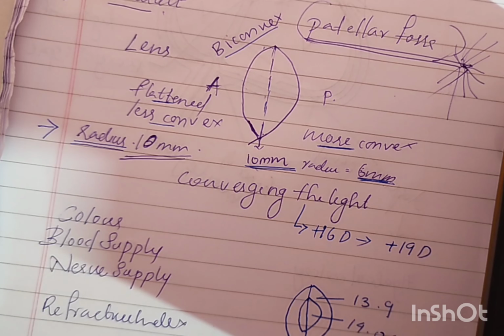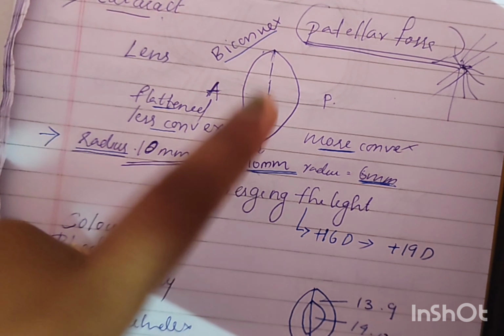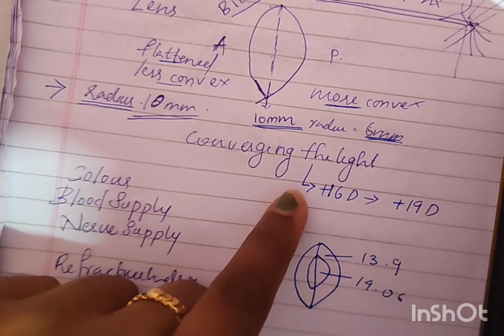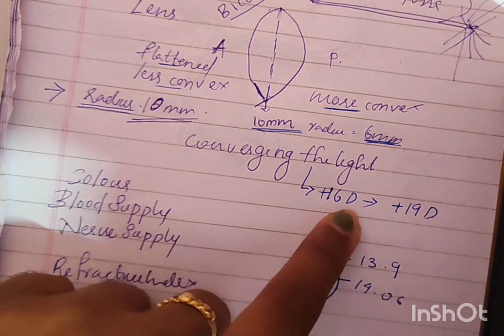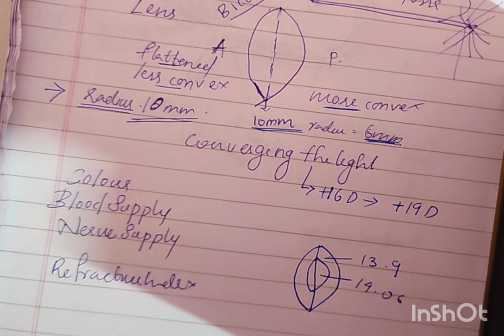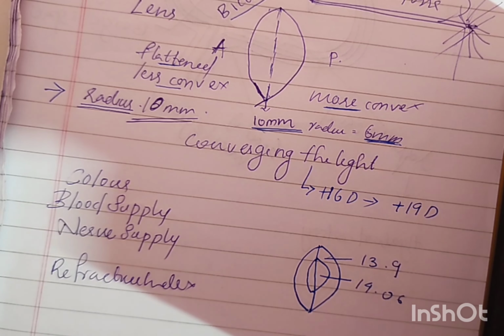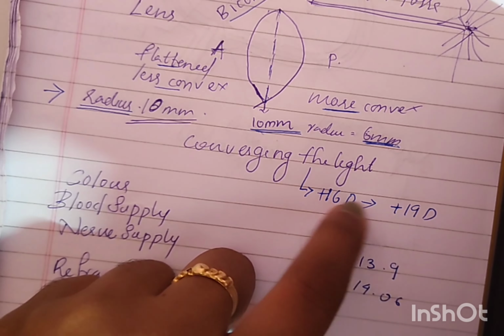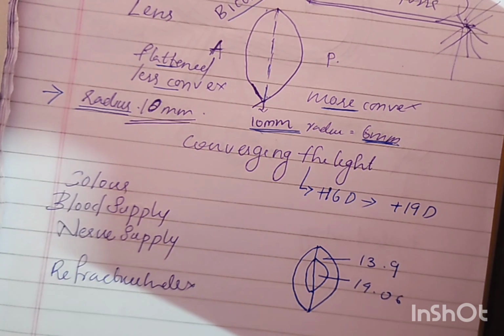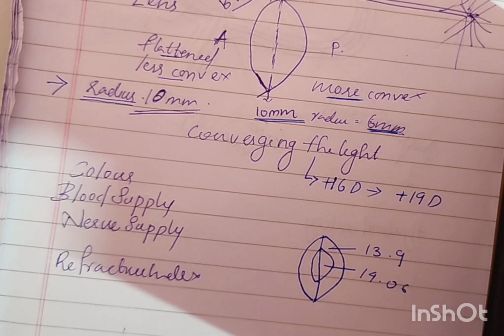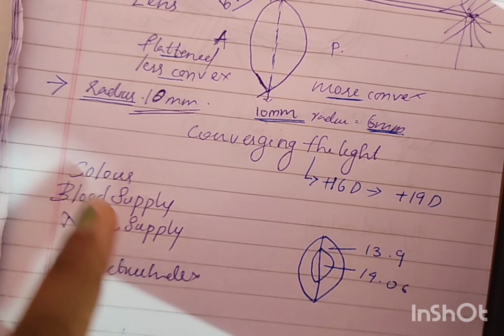Mainly two parts of the eye help in converging the light. The first one is the lens and the second one is the cornea. The converging power of the lens is about 16 diopter to 19 diopter. Why is this variable? The converging of the light depends mainly on the accommodation power of the eyes. That is why the converging power of the lens is in a variable condition.